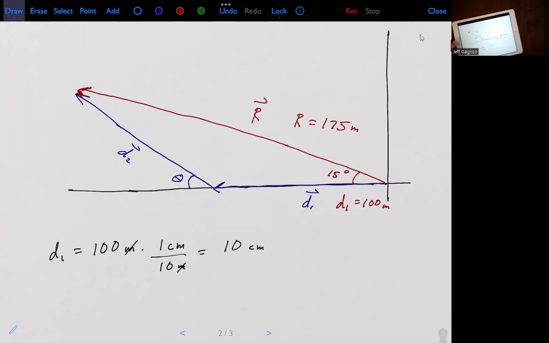And the other one that we know is the resultant R. That magnitude is 175 meters. And again, if we use this conversion factor, then that's going to be 17.5 centimeters. And that should allow me, once I draw this out carefully, to figure out the magnitude and direction of D2. Okay, so that's what we're trying to figure out. All right, let me jump on the graph paper to do this problem.